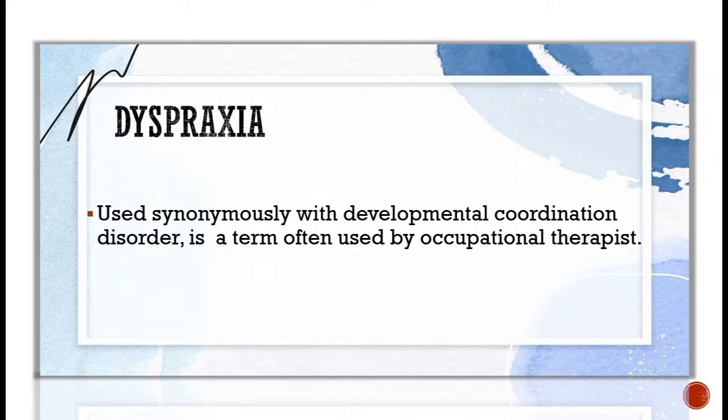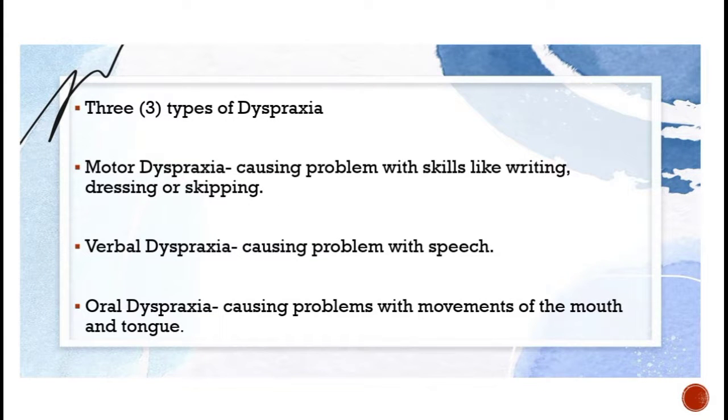So, may mga causes din ang dyspraxia. So, it's not known what causes dyspraxia, but you may be at a higher risk of developing it if you were born prematurely. So, dyspraxia is more common in men and often runs in families. So, dyspraxia has three types. So, first is motor dyspraxia, causing problems with skills like writing, dressing, or skipping. Second is verbal dyspraxia, causing problems with speech. And the last was oral dyspraxia, causing problems with movements of the mouth and tongue.